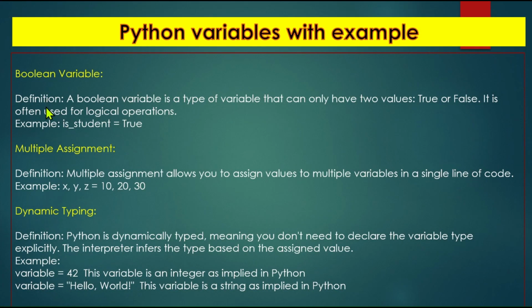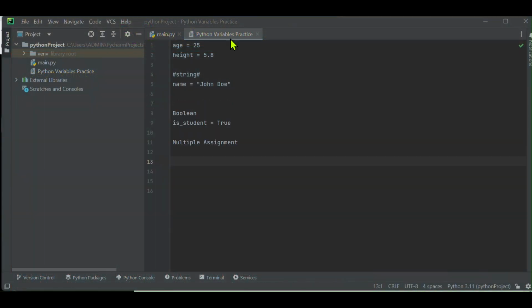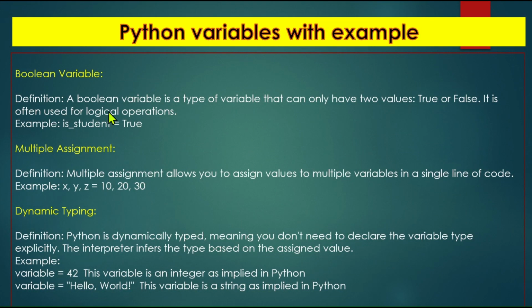Multiple assignment. Definition: multiple assignment allows you to assign values to multiple variables in a single line of code. Example: x, y, z = 10, 20, 30.